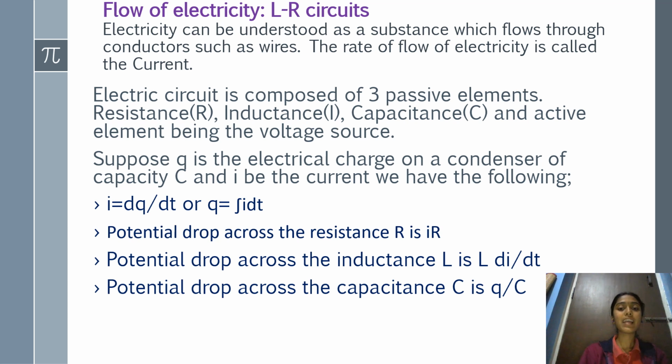Suppose Q is the electrical charge on a condenser of capacity C and I is the current, we have the following. I is equal to dq by dt, or Q is equal to integral I dt. Potential drop across the resistance R is IR. Potential drop across the inductance L is L into di by dt, and potential drop across the capacitance C is Q by C.